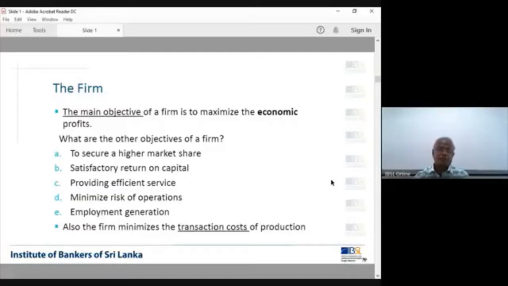Okay, very important. Then minimize risk of operation. That is one of the main objectives. Minimize the risk, because we are all risk averse people. Individuals are risk averse. Companies are risk averse, not risk loving, not risk neutral. You all are risk averse. You don't know what will happen next week, or in the next hour. So you are always risk averse. You don't want to take risk.